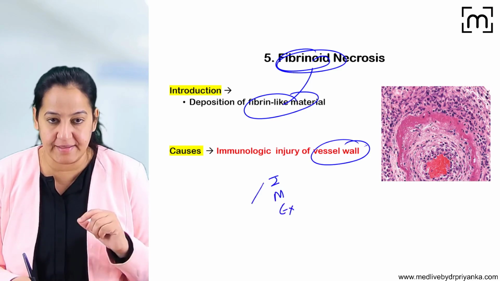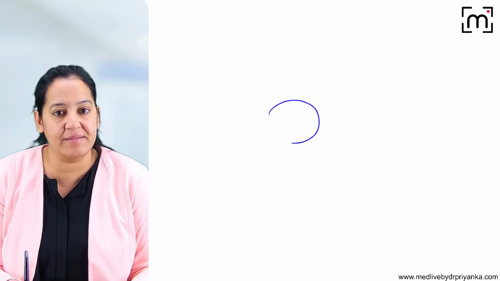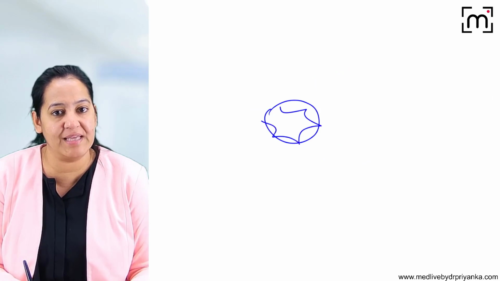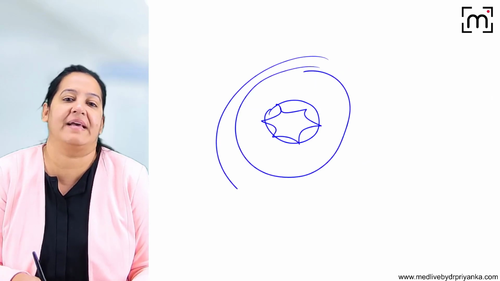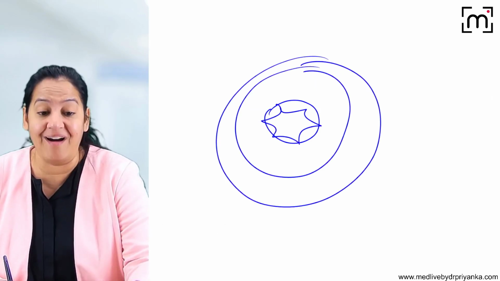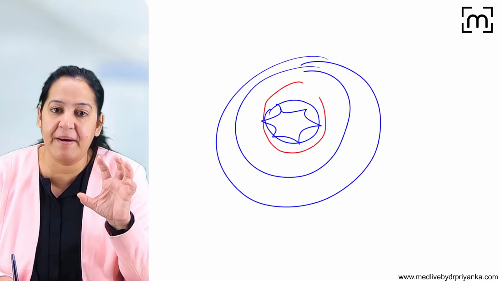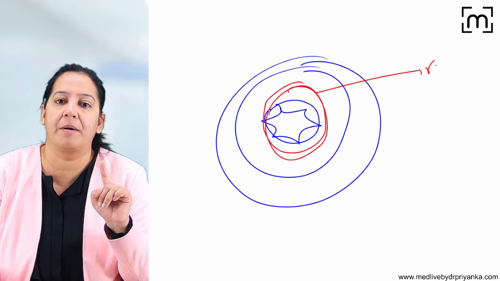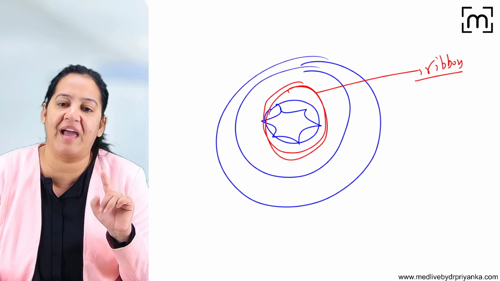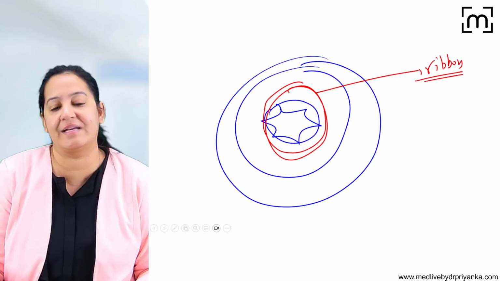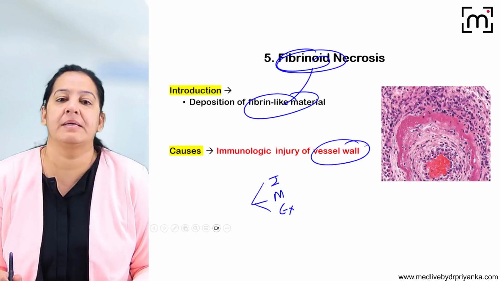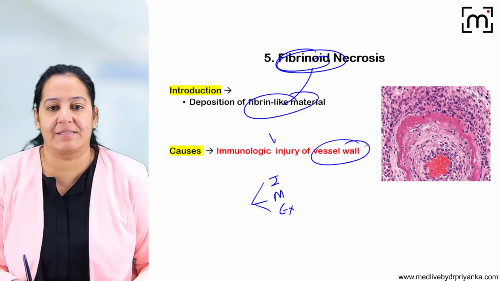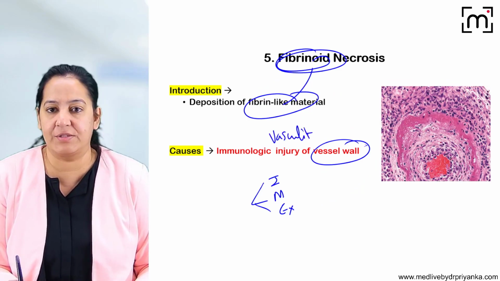You know the three layers are there. In the wall of a blood vessel, there are three layers: intima, which is lined by endothelial cells, media, and externa. In the media, a pink ribbon is formed. This pink eosinophilic ribbon-like, fibrinoid-like material is fibrinoid necrosis. The most important cause is vasculitis. You can see it here.